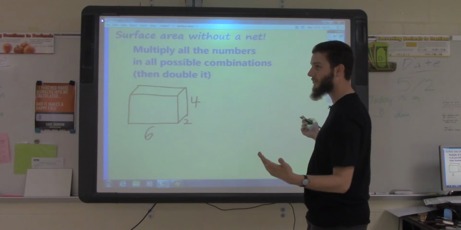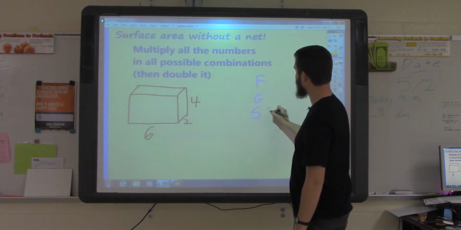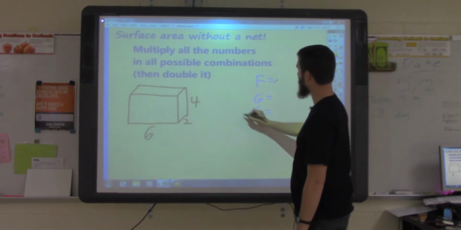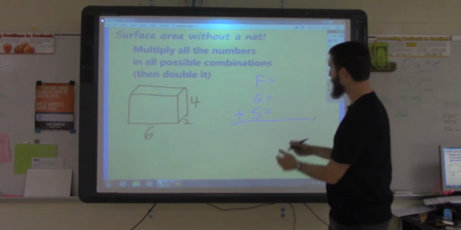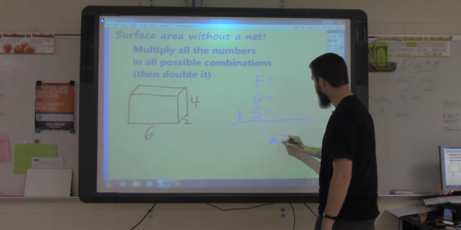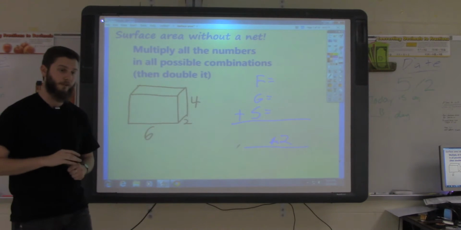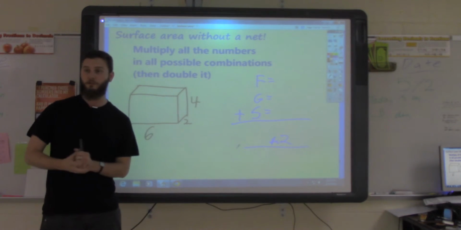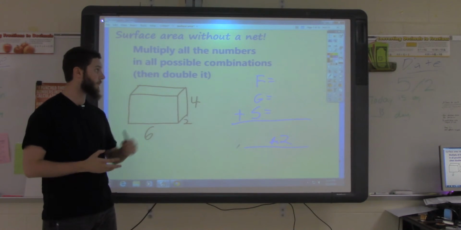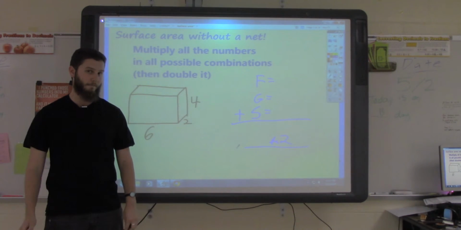So I have a different method. It's essentially the same, but I call it front, ground, side, FGS. And this is how I set up my problem. I have FGS all up there, and then down here I've got times 2. And this is how I set up problems for a rectangular prism. This won't work with any other shape, but all you do is you set up FGS, front, ground, side, because that's all you need at first.